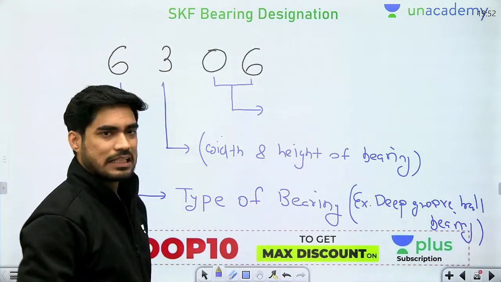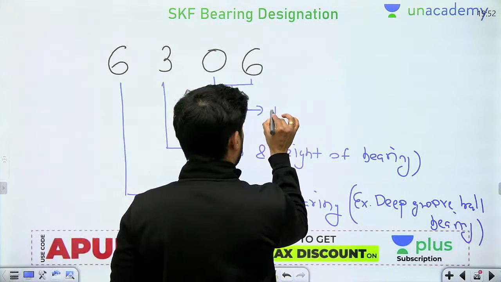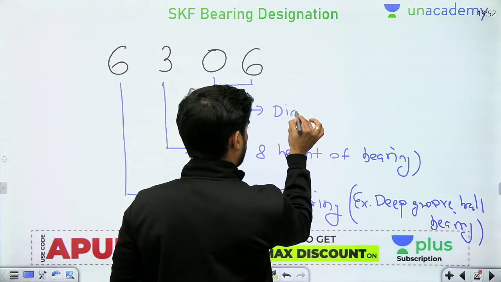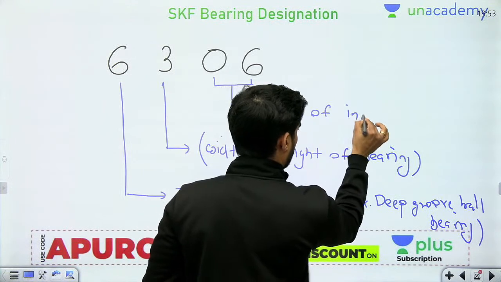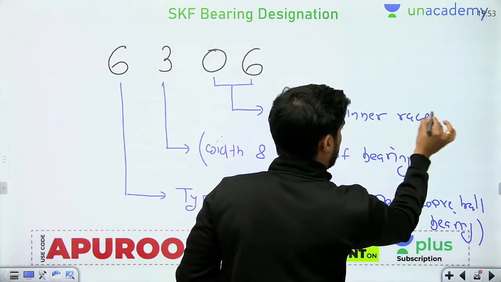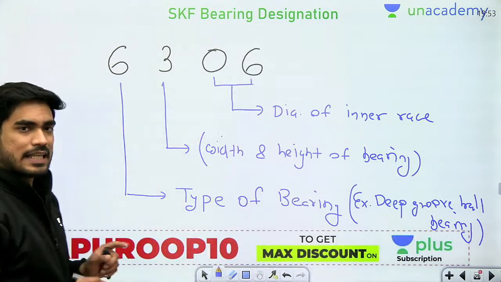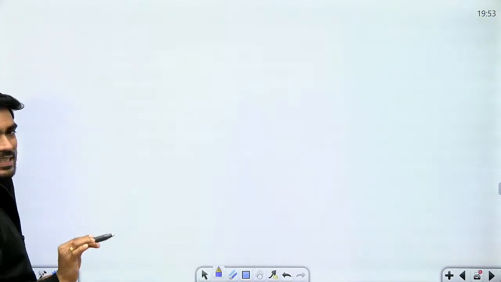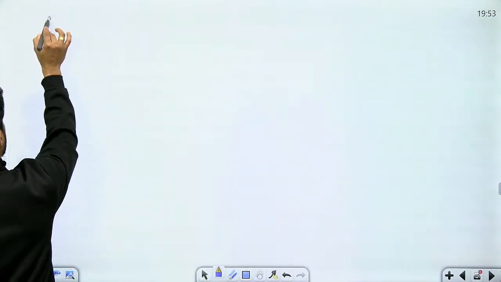will tell you the diameter of inner race. Now how it works, that we are going to understand. So let's first understand the meaning of last two digits.